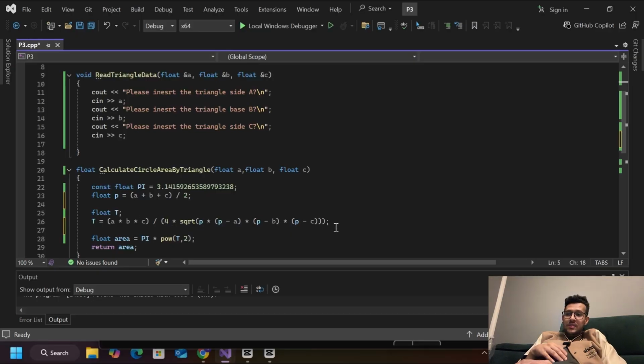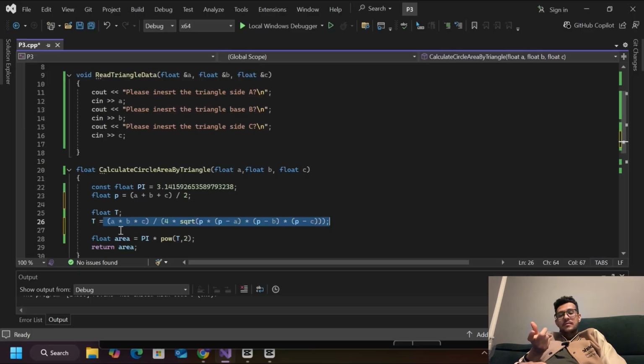So all these results that exist inside the brackets, we store inside the T triangle variable, and here we say area equals pi times T squared, or T to the power of 2, where T is already stored with the result after we did the math inside the brackets. When we say T, it means the result already stored inside it, squared, multiplied by pi. The final result of this line of code will be stored inside area, and after that we return area like usual.